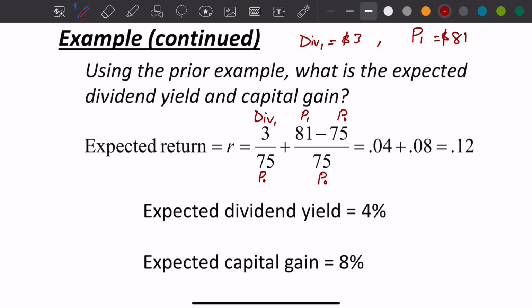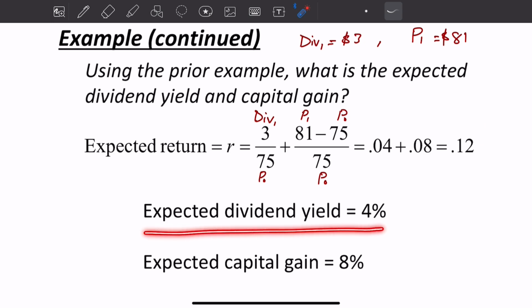Now calculating each one separately, we can see that for this investment in particular, the dividend yield is 0.04, which is 4%, and the capital appreciation yield is 8%. Putting them both together, we get the same answer, which is 12%. So to answer the question, the expected dividend yield is 4% and the expected capital gain is 8%.